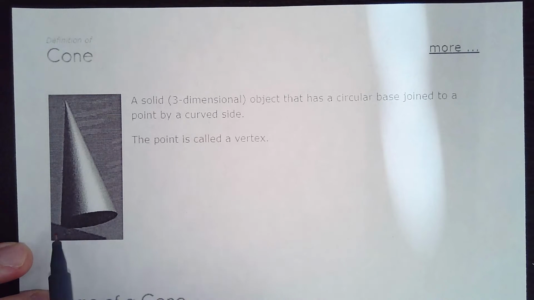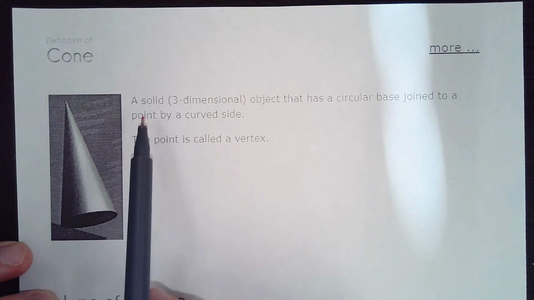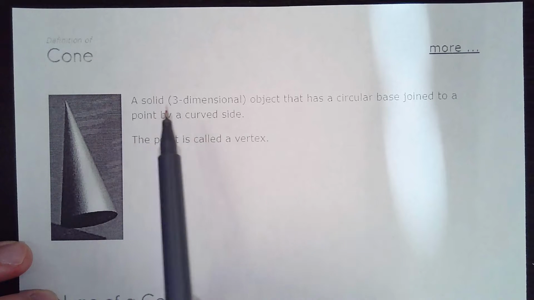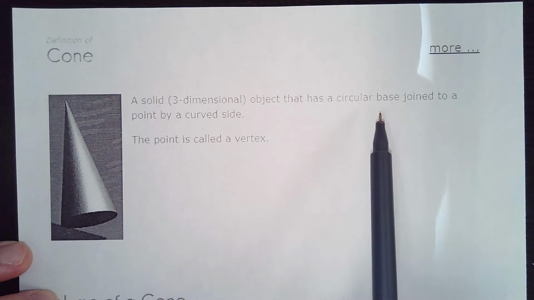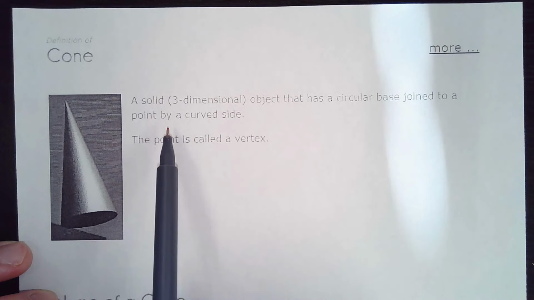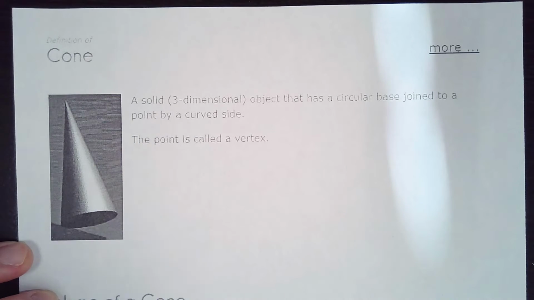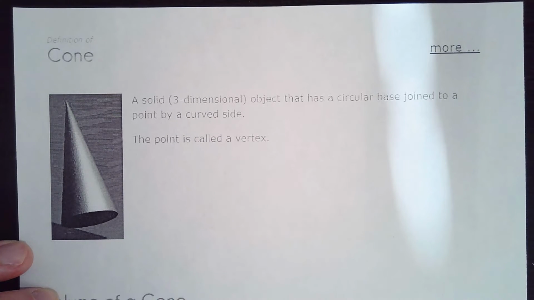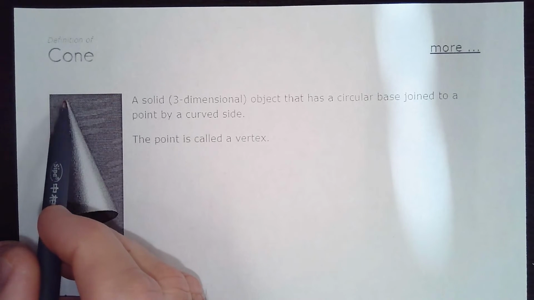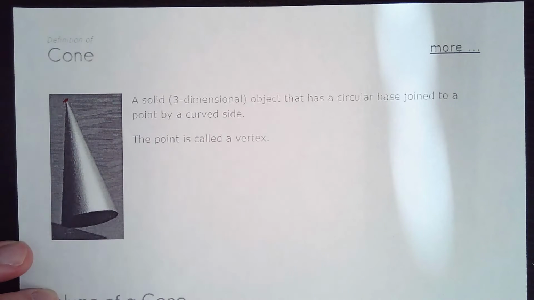It has a circle base, and then, well, here, let's read the description. A solid three-dimensional object that has a circular base joined to a point by a curved side. So it goes up to a very point. I always kind of think of it like a birthday hat or something like that. The point is called a vertex. So this very top point up here we call the vertex.